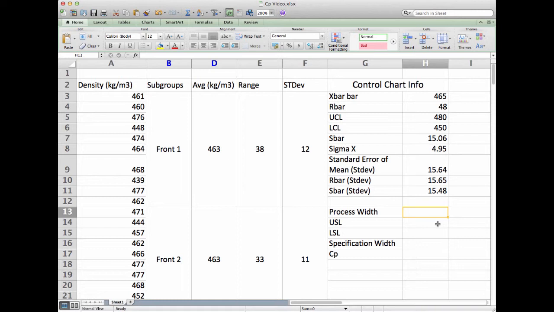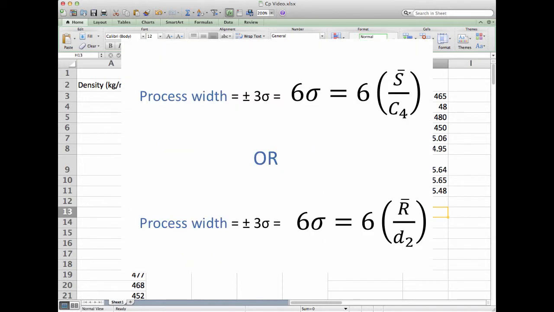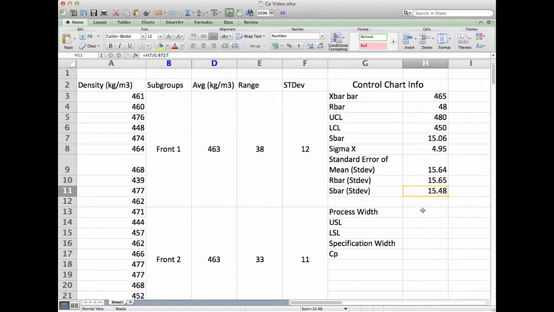Going to the example that we've been working on, foam density for our car seat foam. I look at my Excel spreadsheet, and the first thing that I need to calculate is the process width. Process width is equal to 6 times the standard deviation of my population. I've just calculated the standard deviation of my population using a couple of different formulas, so I'm going to choose one of those.